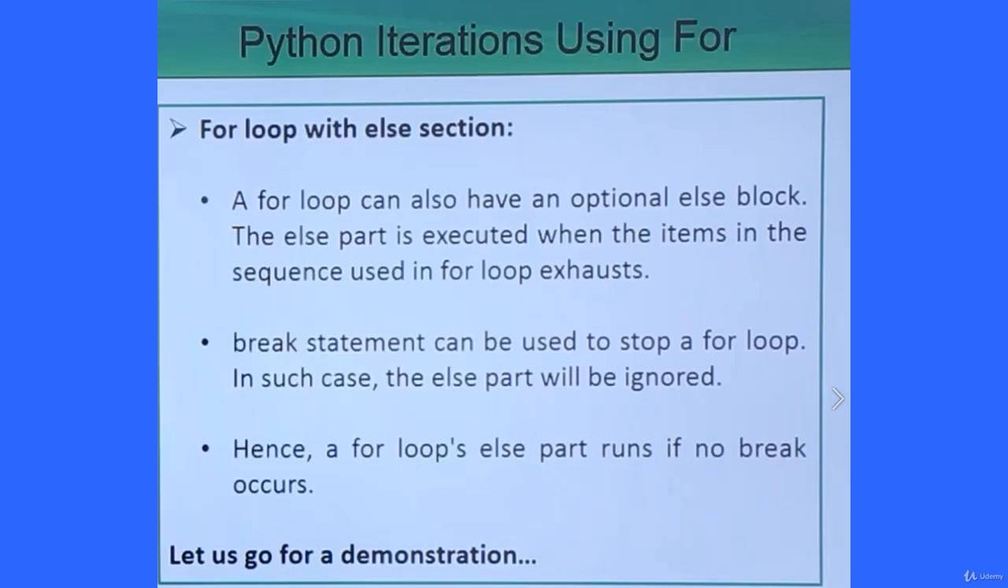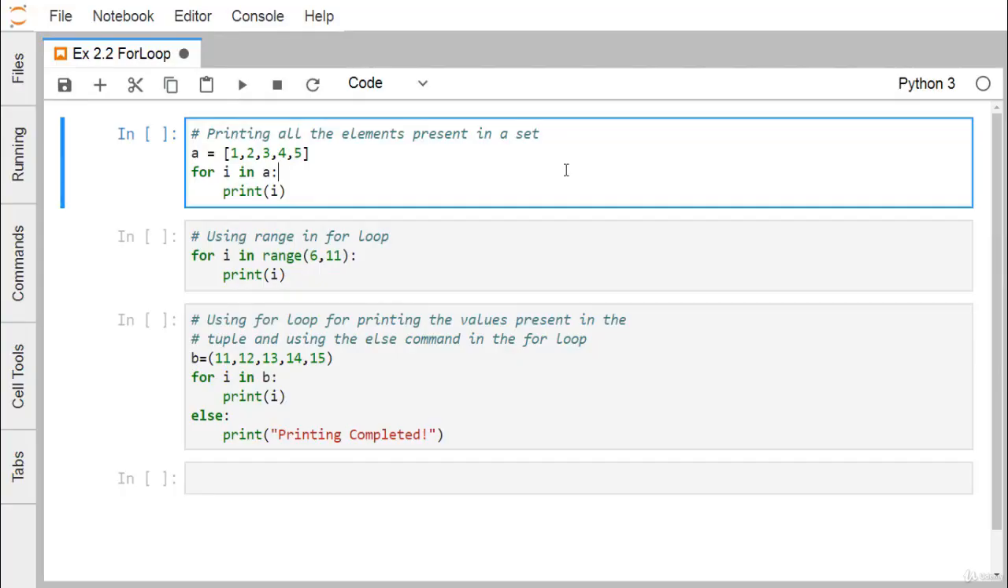So let us go for some practical demonstration to show you how for can be used in our Python code. Here we have defined one list. We know that list elements are separated by commas and enclosed within square brackets. So this is a list here. Printing all elements present in a set, and here this particular set is nothing but a list. So, for I in A, print I. That means in each and every iteration, using this for, we are picking up one element from the list at a time and the respective element is going to get printed.